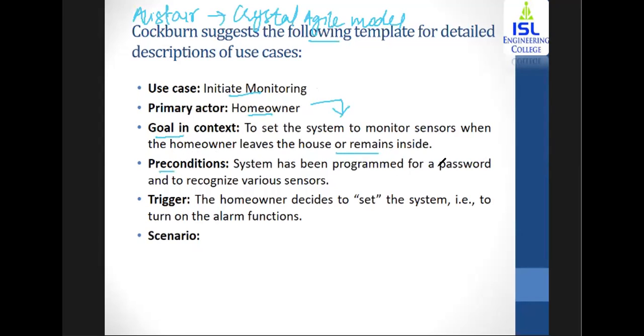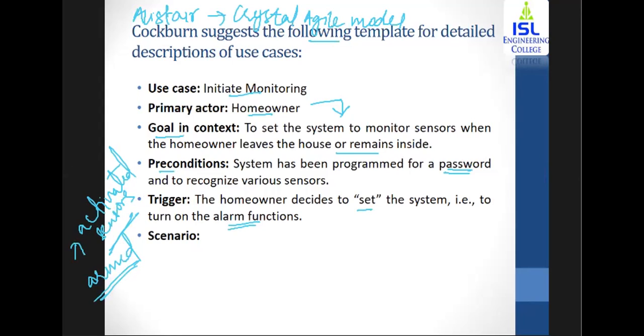Preconditions. Now, within the preconditions, you're going to have a password. If that password is correct, then you can change any settings within the sensors, whether you want to activate or deactivate the sensors. If you know the password, then only it can be done. The next is triggers. Now, what are triggers? The homeowner decides to set the system, that is to turn on the alarm function. Now, when you've turned on the alarm function means when you've activated the system, when you've activated the sensors, that is a trigger. That is, when you've activated the sensors, it means your SafeHome security system, it is armed now.